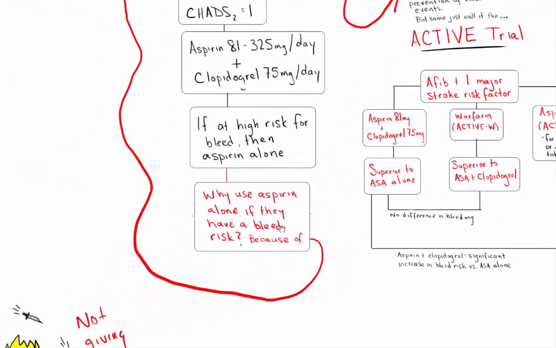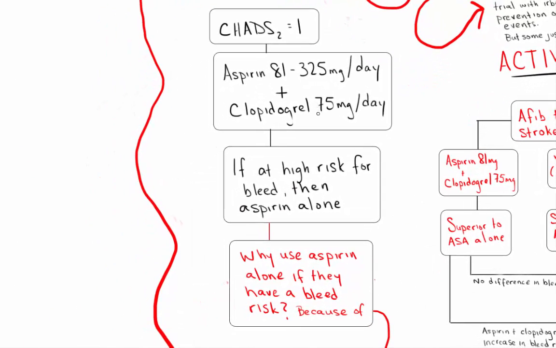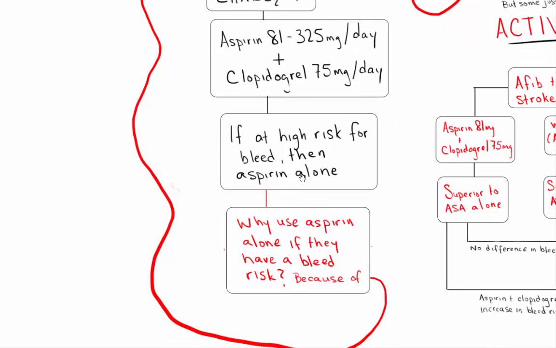All right, so let's reset a bit and say that your patient has a CHADS2 score of 1. Here you can consider aspirin 81 to 325 a day plus Clopidogrel 75 a day as your primary option, but you can initiate oral anticoagulation if you want. If you're concerned about the risk of bleeding, you can just give aspirin alone without the Clopidogrel.